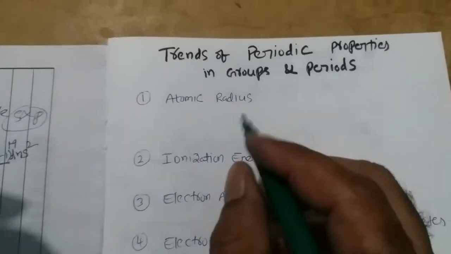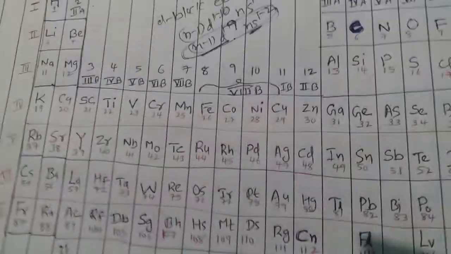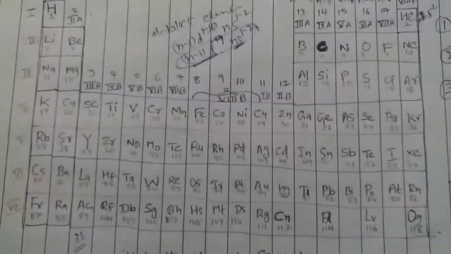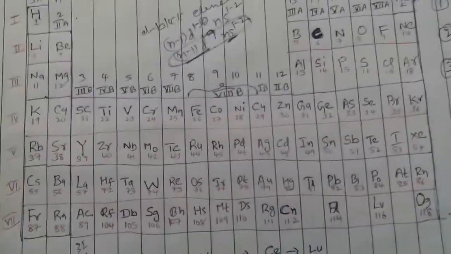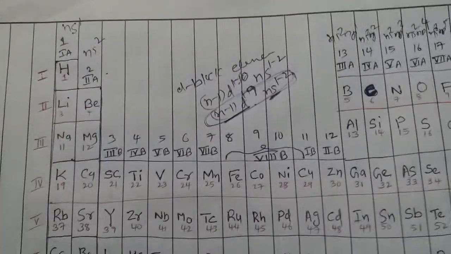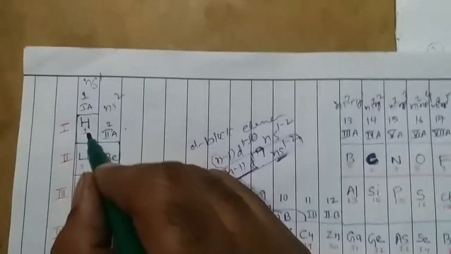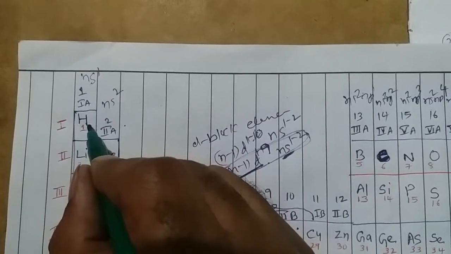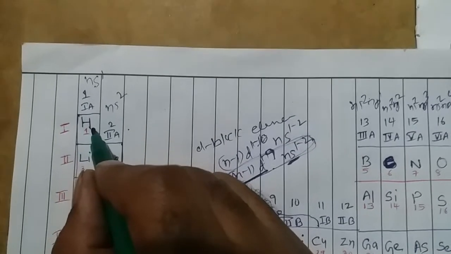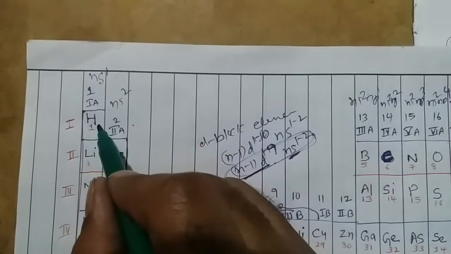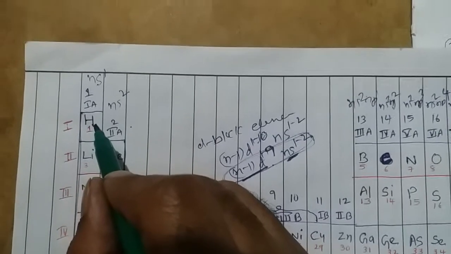Atomic radius will be increased in groups from top to bottom. Why? Because in hydrogen we fill the electron in its valence shell, 1s. It has only one electron, but it is filled in 1s.